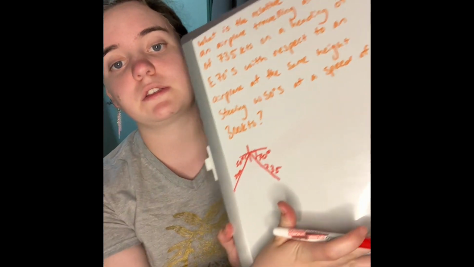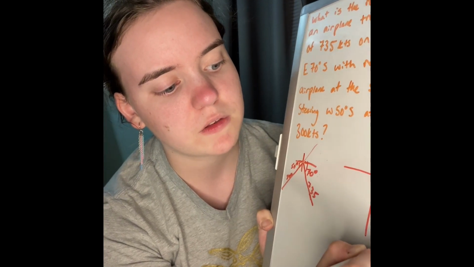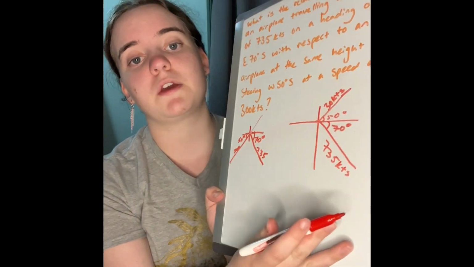So we have both of our values here. So this is 300, this is 735, as you can see, drawn out like that. But we kind of want them to be the parallelogram law, so tail to tail. So I'm going to shift it so the 70 degrees stays where it is, but I'm going to move this 50 up to here. So it's like this, 50 degrees. And this is 735 knots. And then this is 300 knots. And then bam, we have the start of a parallelogram.